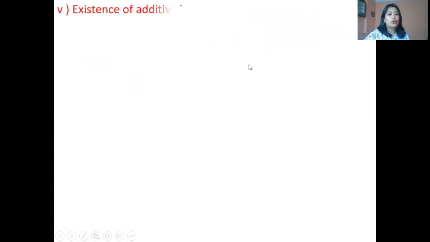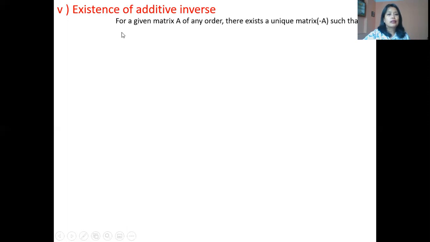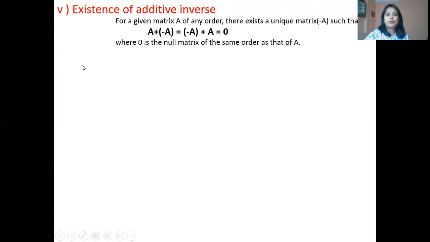Now, moving on to the last property of matrix addition, that is the existence of additive inverse. It says, for a given matrix A of any order, there exists a unique matrix minus A such that A plus minus A equals minus A plus A equals 0. To verify this property, again, let's take an example.